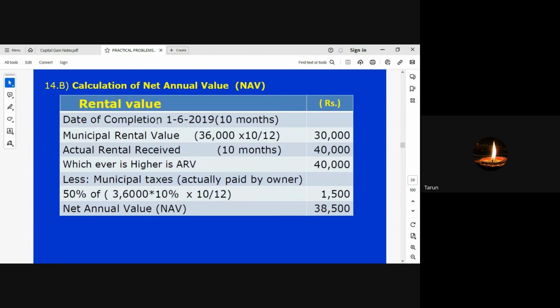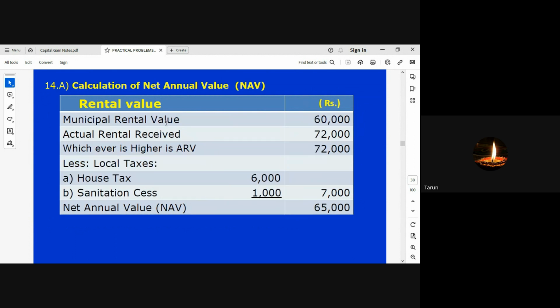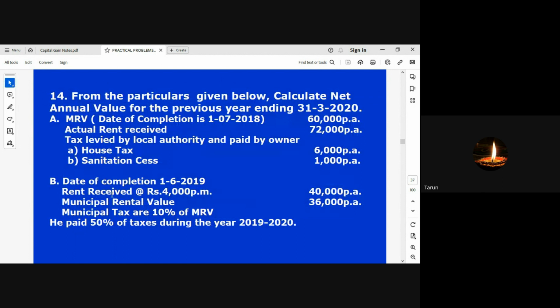Let's talk about case B, that is the calculation of net annual value. In this question, the date of completion is 1st June 2019, rent received is 4,000 per month, municipal rental value is 36,000 per annum, and taxes are 10% of MRV, so 36,000 into 10%. He paid 50% of taxes during the year 2019 to 20. So let's begin the question.